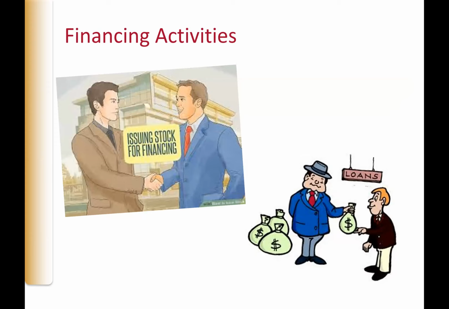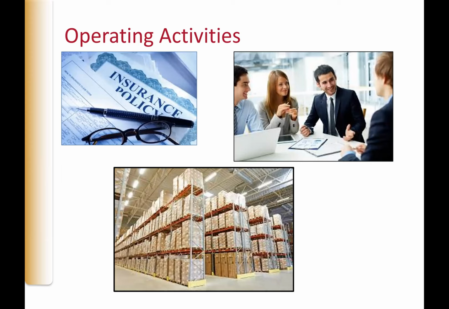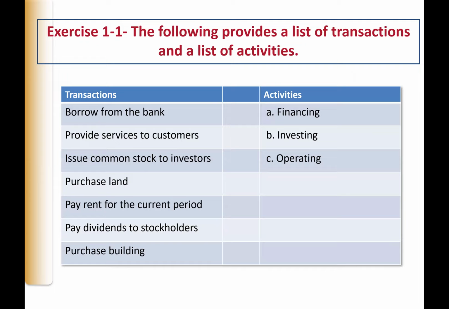Financing activities: issuing stock, borrowing money. Investing activities: the purchase and sale of long-term assets, such as purchasing equipment, trucks, buildings, and selling equipment, trucks, buildings, land. And then the operating activities involve everything else: purchasing inventory to sell, paying insurance, paying salaries, paying utilities, everything else.